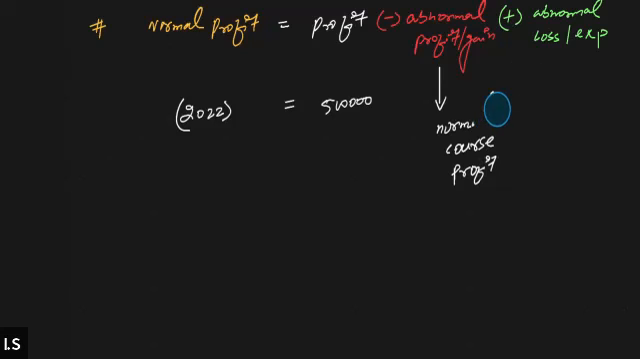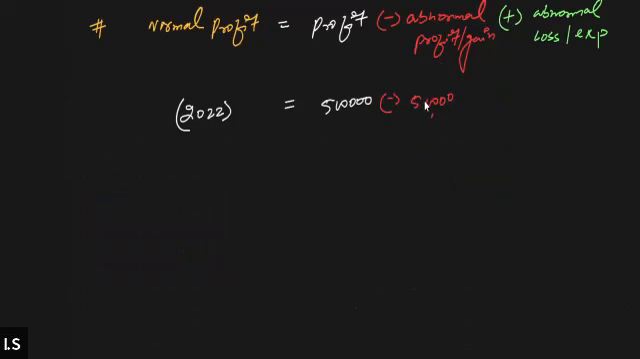And so as to determine the value of the normal profit, what do we do? We subtract all kinds of abnormal gains. So let's suppose the firm has generated a profit of 50,000, which is abnormal.